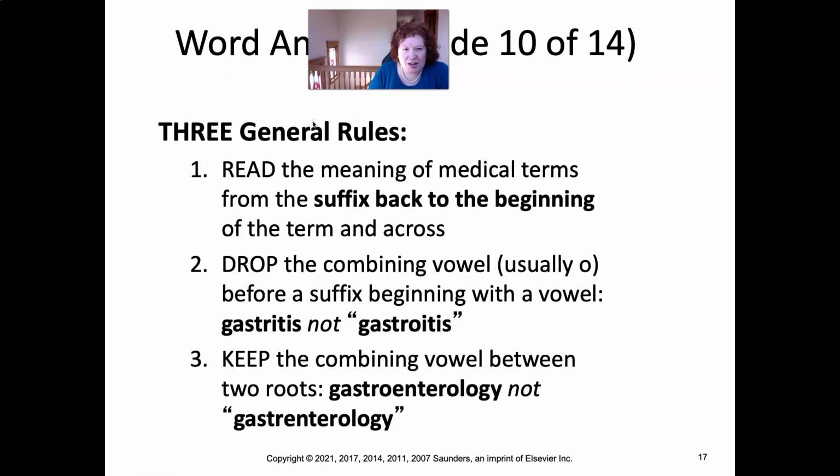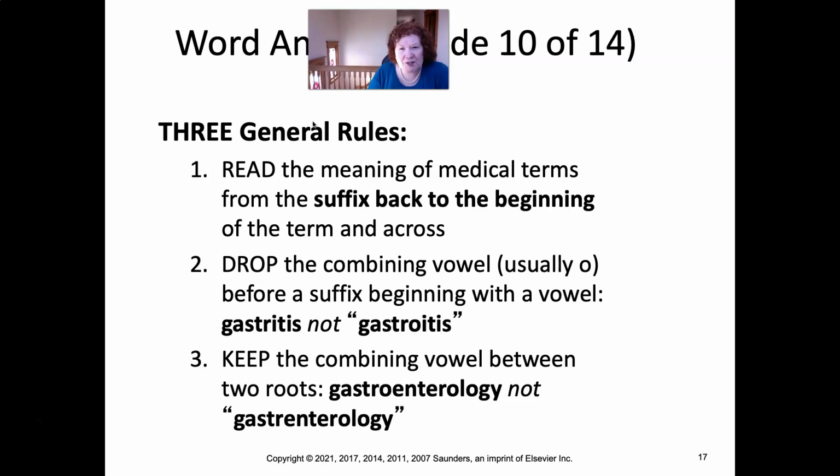All right, good job. So what are some rules? You're going to read the meaning of the medical terms from the suffix back to the beginning of the term and then across. You're going to drop the combining vowel, which is usually an O, before a suffix that begins with a vowel. So, for example, gastritis is not gastroitis. You drop the O, you don't even need it in the first place because your suffix starts with a vowel. And then you keep the combining vowel between two roots. So if you have two roots together, you need a combining vowel between them.